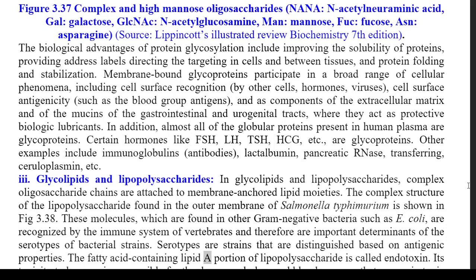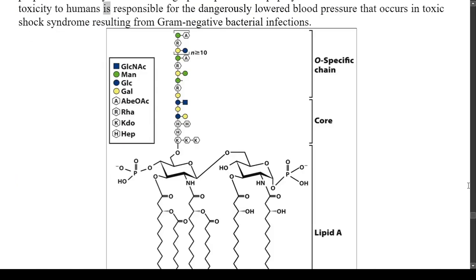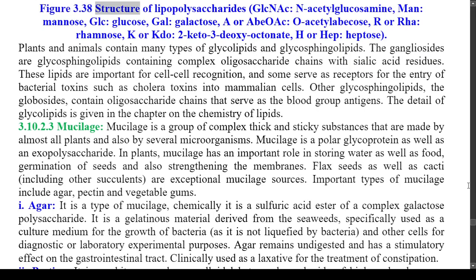The fatty acid-containing lipid A portion of lipopolysaccharide is called endotoxin. Its toxicity to humans is responsible for the dangerously lowered blood pressure that occurs in toxic shock syndrome resulting from gram-negative bacterial infections. Figure 3.38 Structure of lipopolysaccharides. GLCNAC, N-acetylglucosamine; MAN, mannose; GLC, glucose; GAL, galactose; A or ABOAC, O-acetylabequose; R or RHA, rhamnose; K or K2, 2-keto-3-deoxyoctonate; H or Hep, heptose.